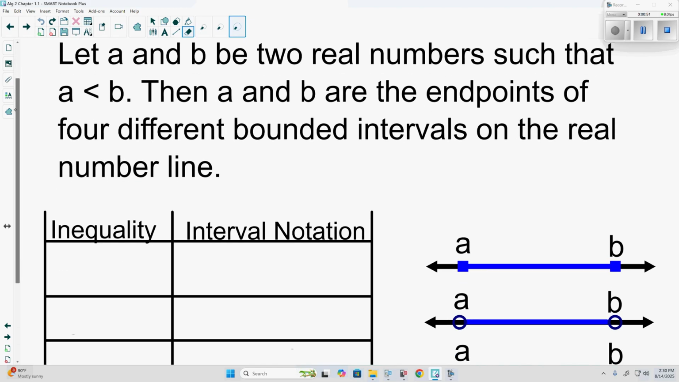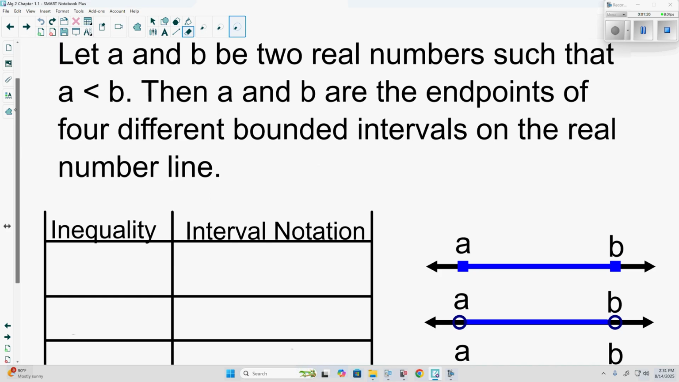Now, bounded intervals. Let's look at that first sentence here. Let A and B be two real numbers such that A is less than B. All that's saying is that we have two real numbers. Doesn't matter what they are, they're real numbers. Okay? And A is less than B. So whatever A is, it's a real number. We could say it's 14. B has to be bigger. It could be 15, it could be 16, it just has to be bigger than it.